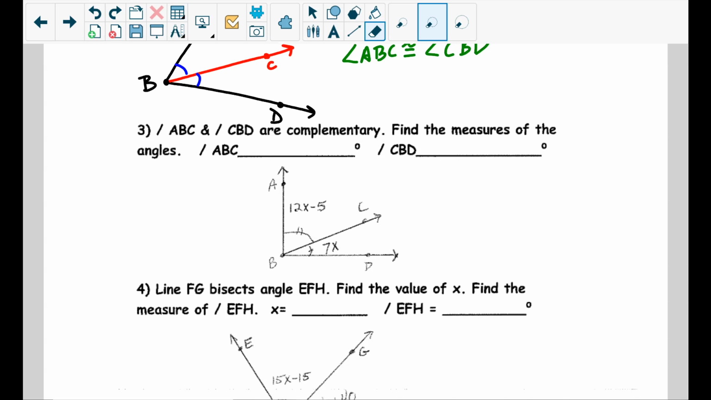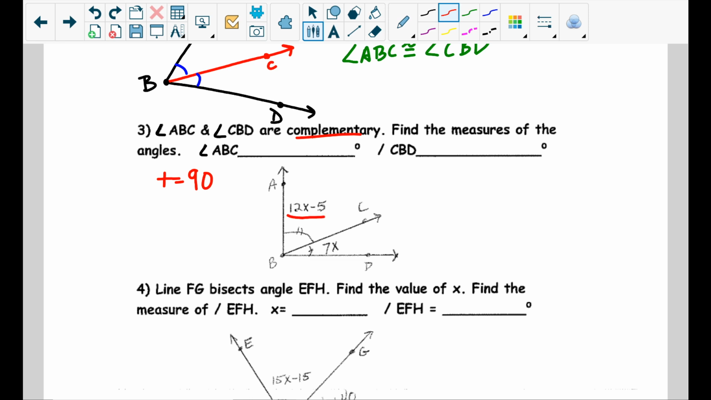End. Alright. Example 3 here. I don't know why this didn't print out. So those are angles. Angle ABC and angle CBD are complementary, which means they add up to equal what? 90. Good. Find the measures of the angles. So these two angles add up to 90. So that's what I'm going to take.